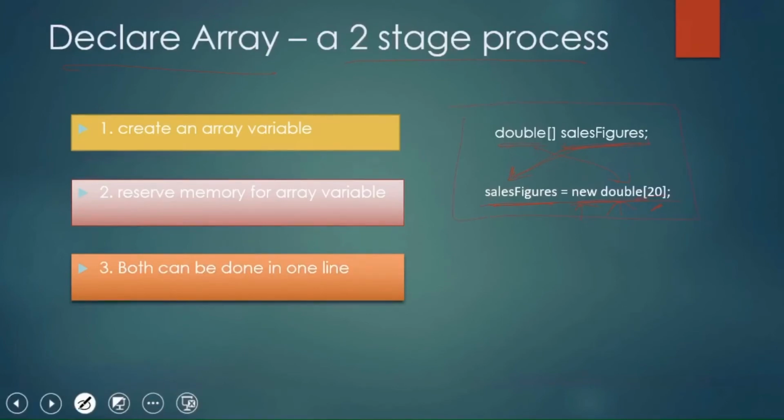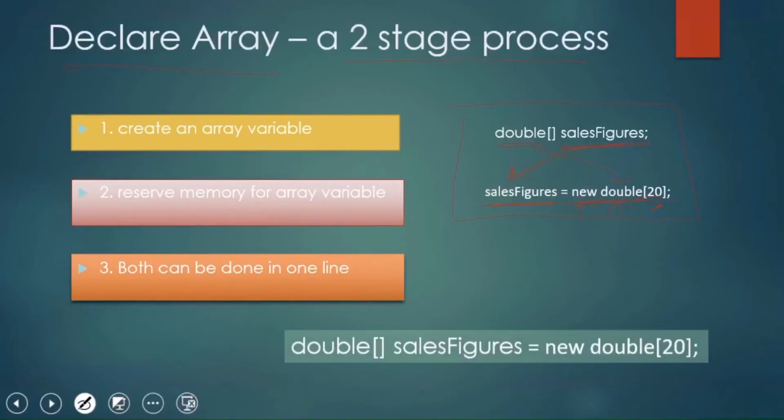Now this entire thing can be done in one line instead of two lines. So it's double, the array symbol, the array variable name, new, and then again the data type, which is double. Then 20 denotes that we are allocating memory for 20 elements.